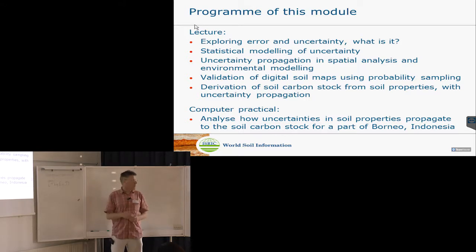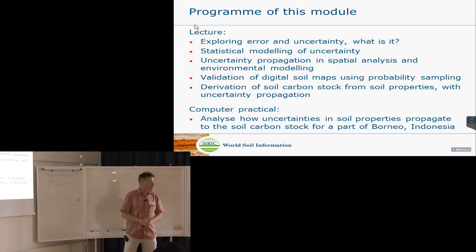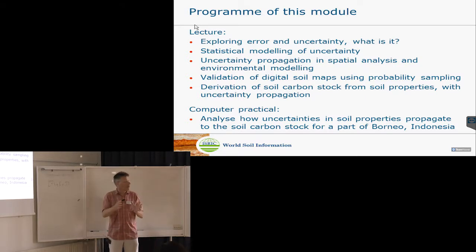Then we will discuss how we can model uncertainty statistically with probability distributions. And we did that already on Monday to some degree, so we'll just continue that a bit. Then we'll talk about uncertainty propagation. How can you analyze the propagation of uncertainties through environmental models, like through an erosion model, through a crop growth model, through a climate model, a hydrological model, and so on.